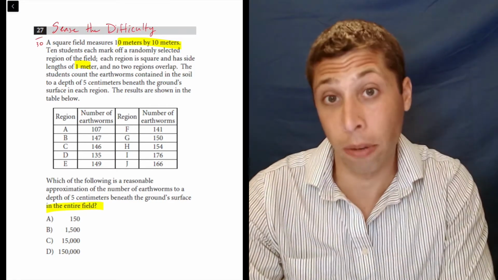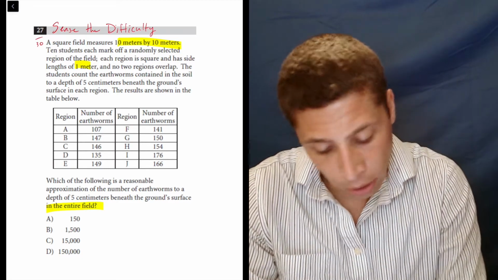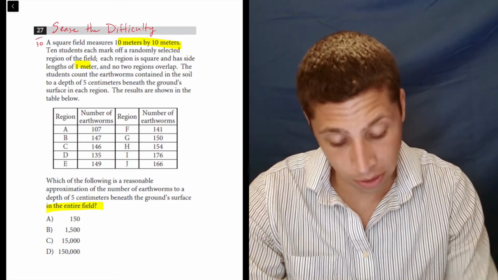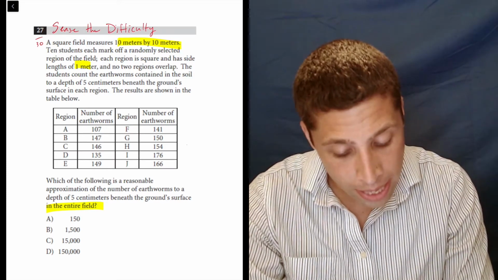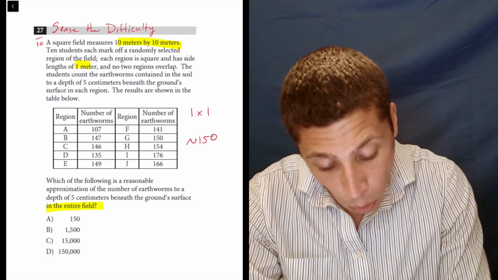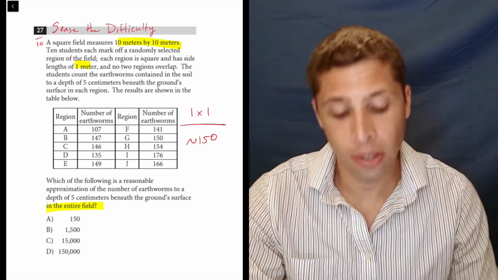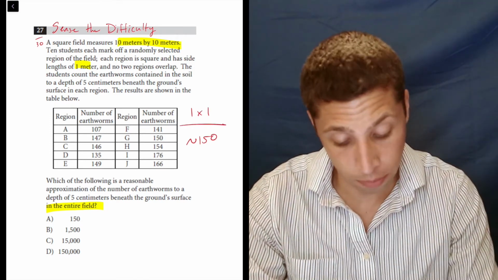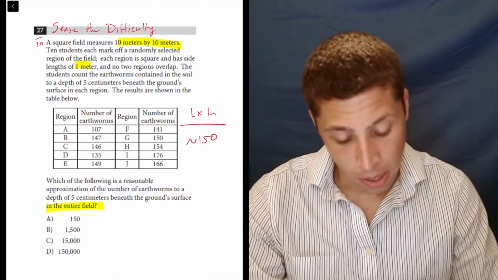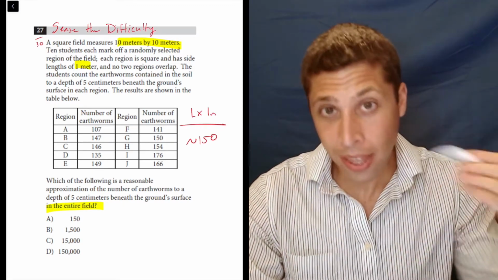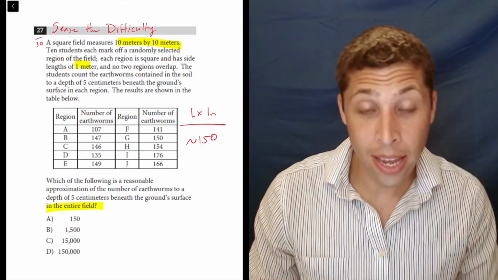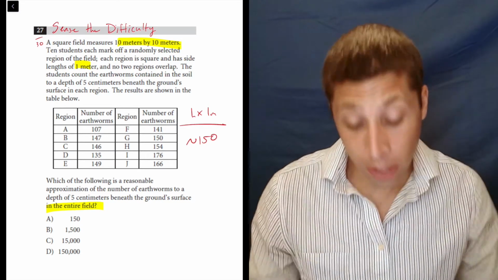Okay, this is a ratio, basically. We can look at all these numbers, and I don't need to do any calculation here. You can tell from the answer choices that we can say safely that the approximate number in each 1 by 1 patch is 150. So 150, and that's 1 meter by 1 meter. Now, we have to think how many 1 by 1 patches are in the whole field.